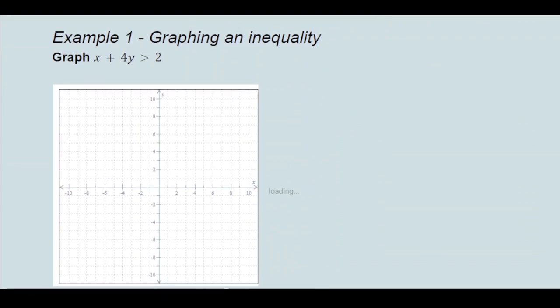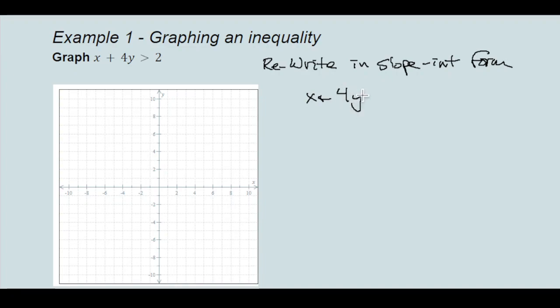So we have this right here. The very first thing I want you to do, at least for right now, is rewrite it in slope-intercept form. So we have x plus 4y is greater than 2. For slope-intercept form, let's leave the y here and move the x over. So we go minus x, and you get 4y is greater than 2 minus x. Next step is, I want it to look like slope-intercept form, which is y equals mx plus b, right?